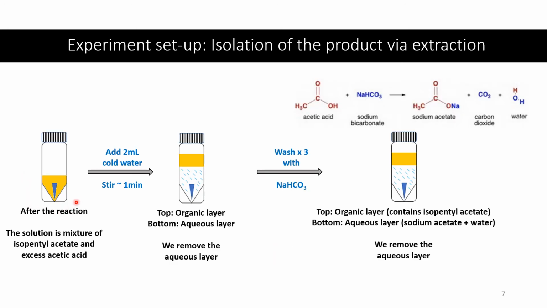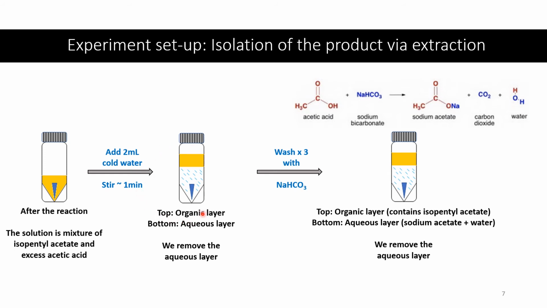Once the reflux is complete, we will have this product mixture, which should contain isopentyl acetate and also have leftover acetic acid because we used an excess amount of it. So that should be in this mixture, and the yellow color comes from the ester molecule. First of all, we are going to wash the solution, which is actually an organic solution, right? So that's going to be the organic layer.